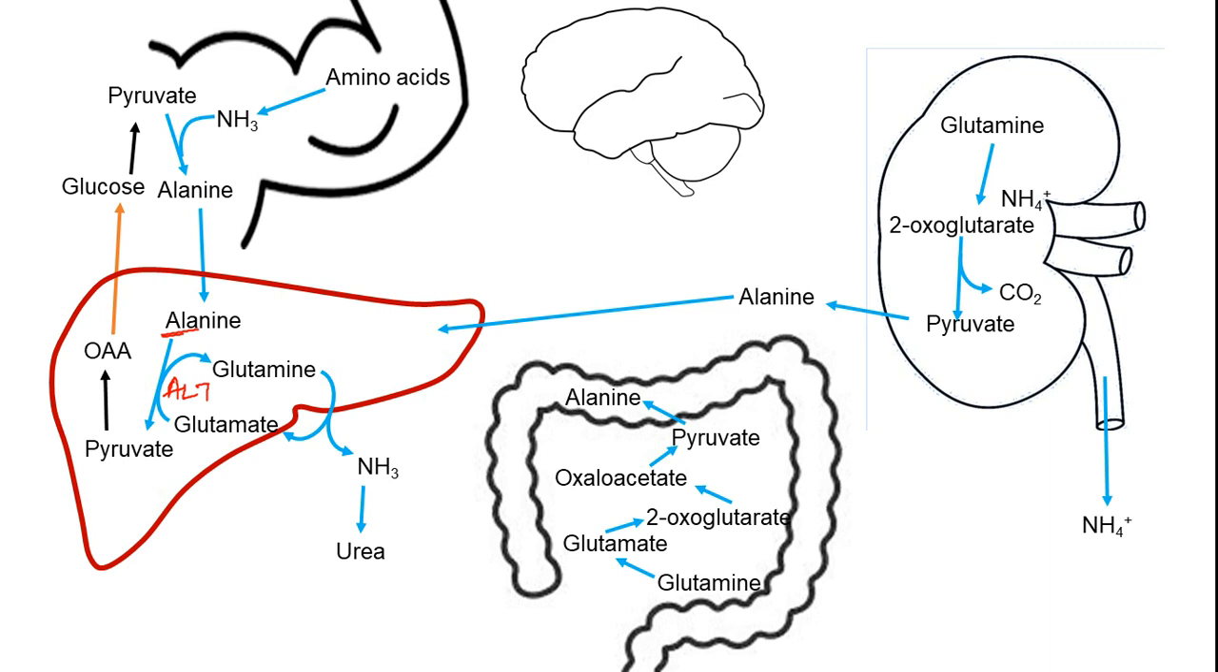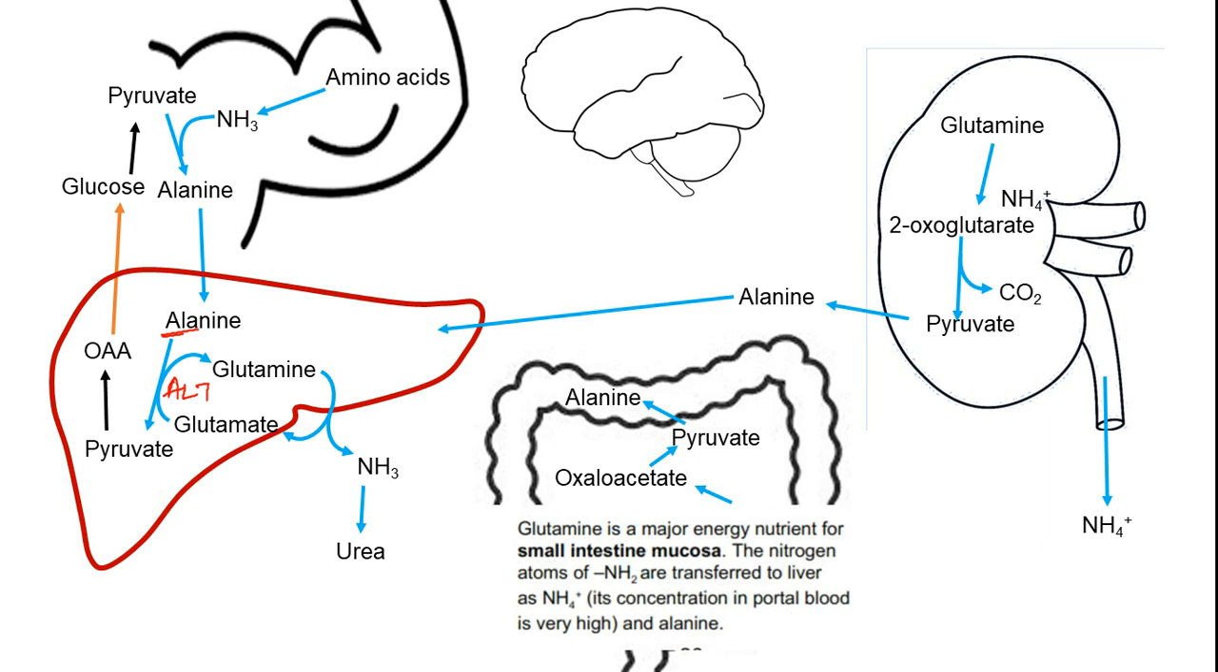So in this pathway we are getting oxaloacetate. This oxaloacetate will participate in gluconeogenesis, and pyruvate participates in energy production reactions also. Alanine will be shifted to liver, but glutamine is a major energy nutrient for the small intestinal mucosa. The nitrogen atoms of amino acids are transferred to liver as ammonium. Its concentration in portal blood is very high because in the intestinal region, when ammonia is biosynthesized, it will be picked up by the portal blood supply, which directly takes it to liver.